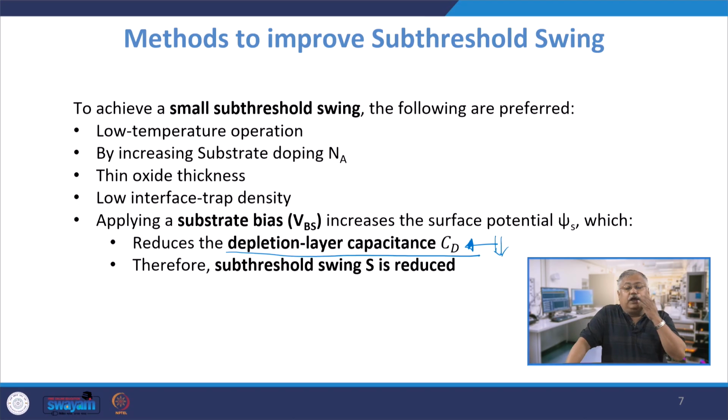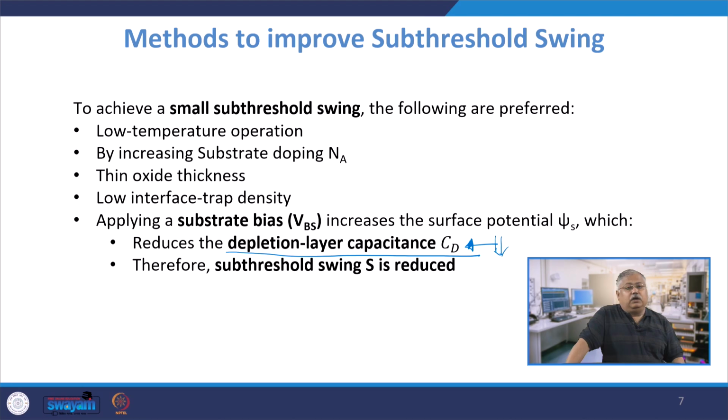So even after you have fabricated the device, if you want to change your subthreshold swing, one of the knobs available to you is your VBS. Pre-fabrication, TOX is one of them, and doping concentration is another. A low temperature ambient will also reduce your subthreshold swing. So these are a few takeaway methods to improve the subthreshold swing, but please keep in mind that these are only to improve the subthreshold swing.